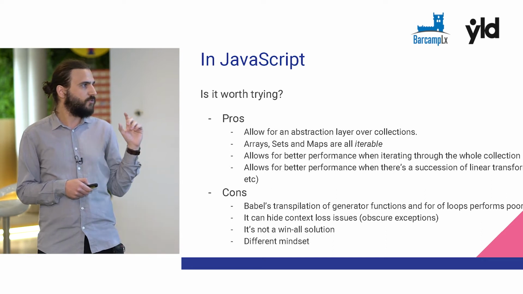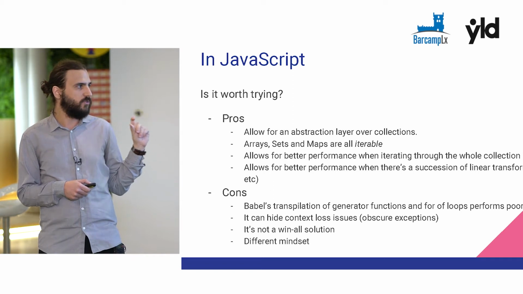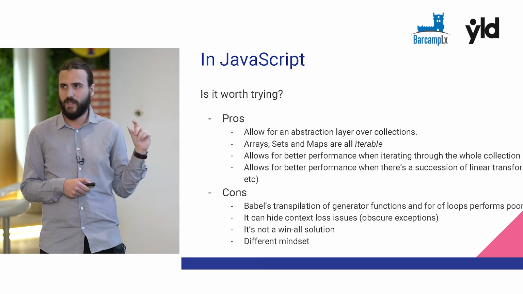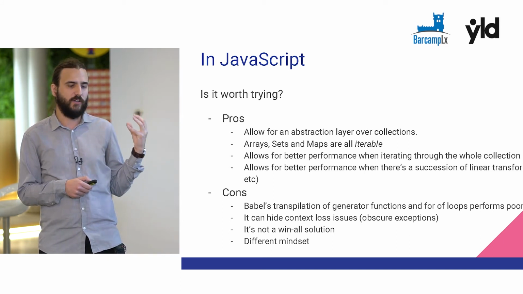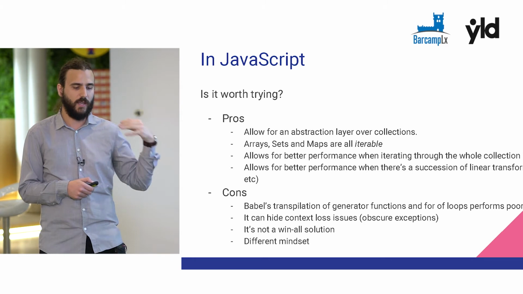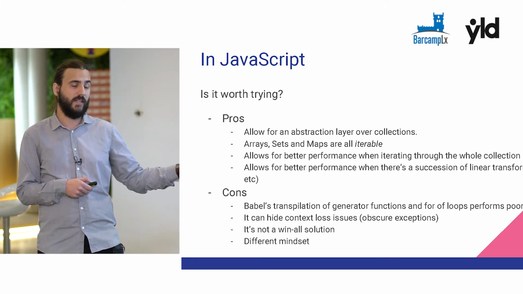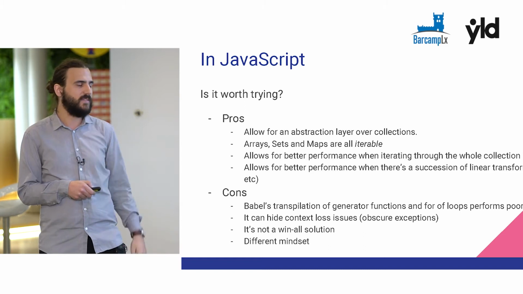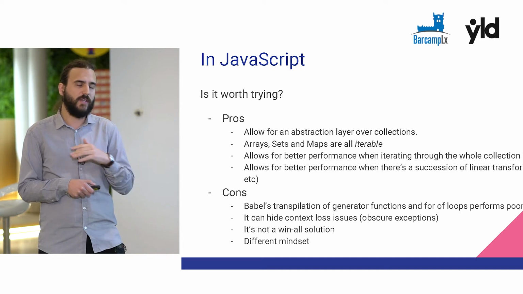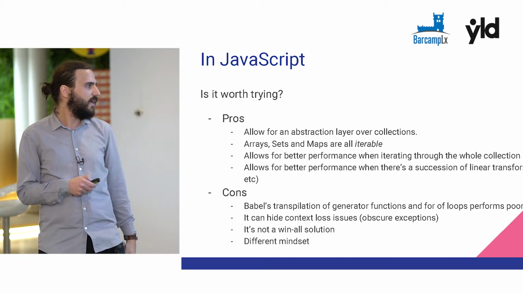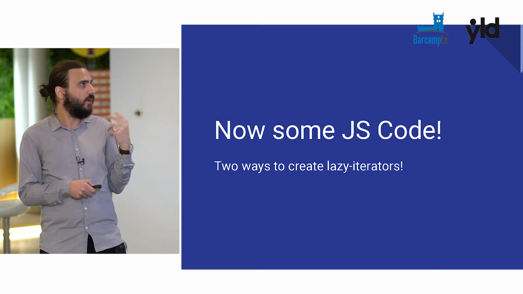Some cons are transpilation: when you're using especially generator functions and for-of loops, they transpile to really, really poor code. And these can also hide context loss, which means that when you're iterating a collection that has a connection to a database, if you lose that connection, you can end up having a really messy error that you cannot really trace. So I'm going to show you some JavaScript code on how to do these.